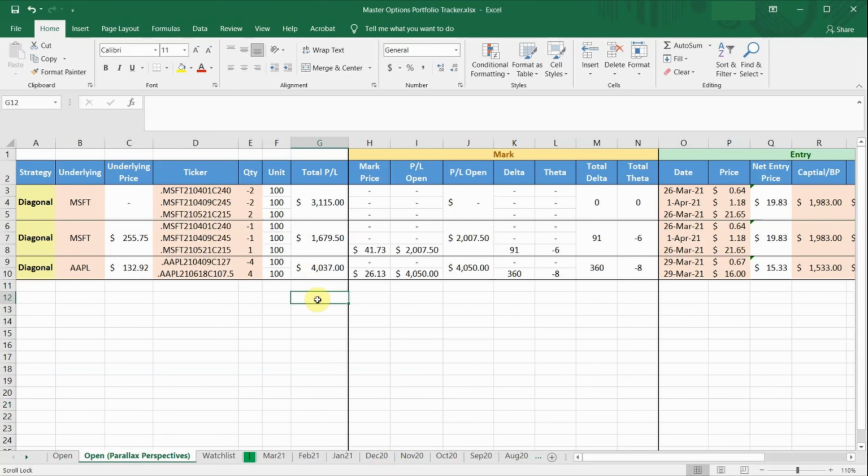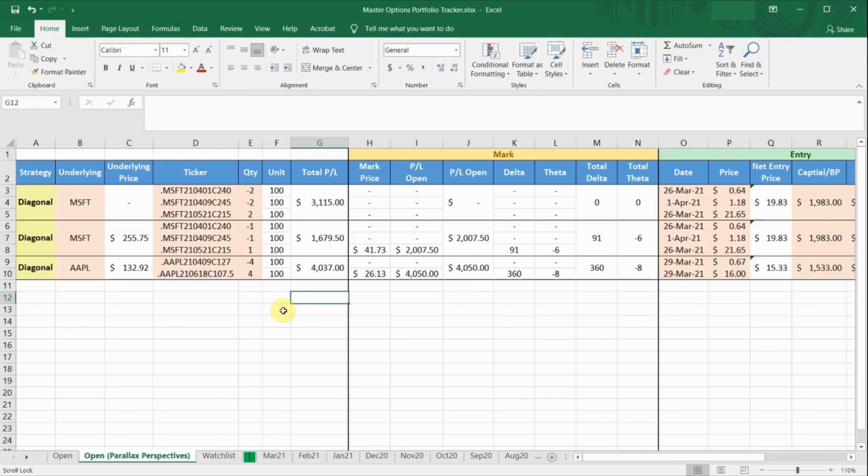So coming back to the Excel spreadsheet, if you recall, 2 weeks ago, I also briefly mentioned that I entered a diagonal spread position on Apple. This time around, I entered a total of 4 contracts on the 29th of March. If you look at the short call over here, it's the $127 short call expiring on the 9th of April, which is yesterday. As of yesterday's close, Apple's price was already at $132, which is way past my $127 strike call.